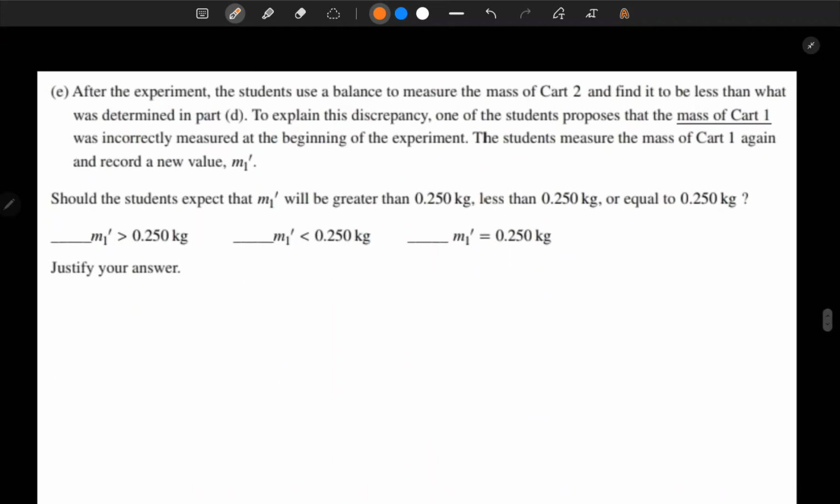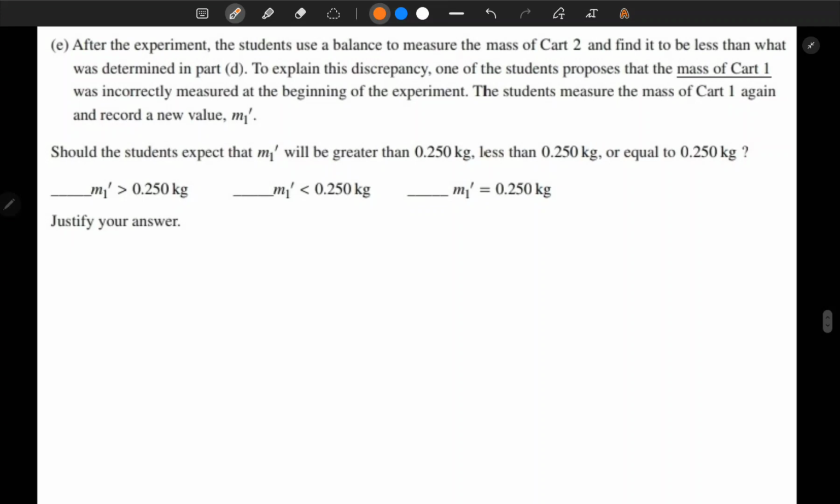Next, after the experiment, the students use a balance to measure the mass of cart 2 and find it to be less than what was determined in part D. To explain this discrepancy, one of the students proposes that the mass of cart 1 was incorrectly measured at the beginning of the experiment. The students measure the mass of cart 1 again and record a new value, m1 prime. Should the students expect that m1 prime will be greater than 0.25 kilograms, less than 0.25 kilograms, or equal to 0.25 kilograms? Justify your answer.